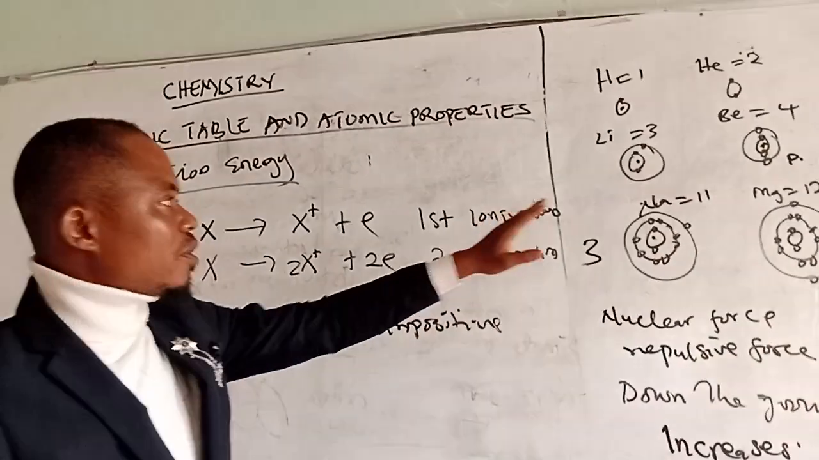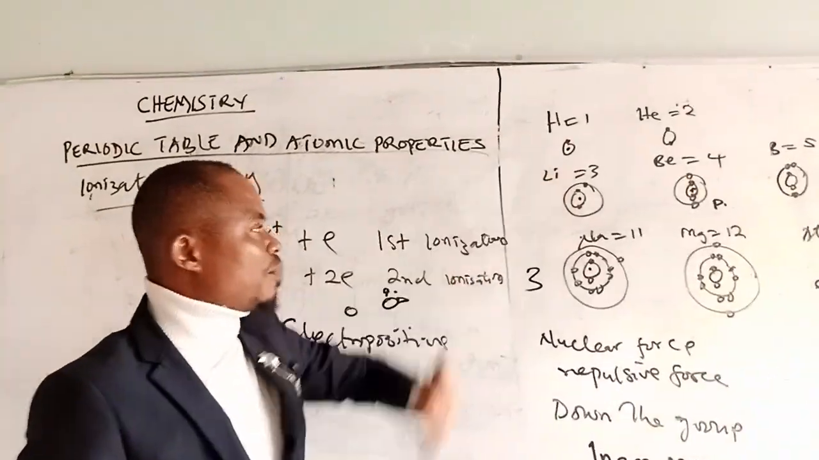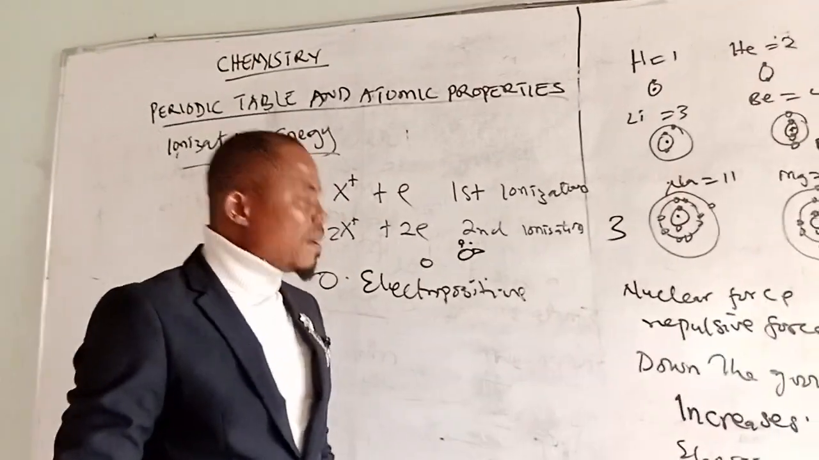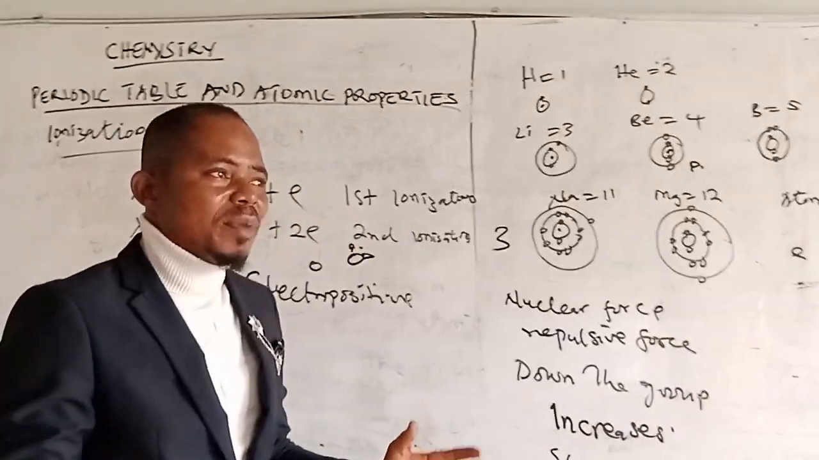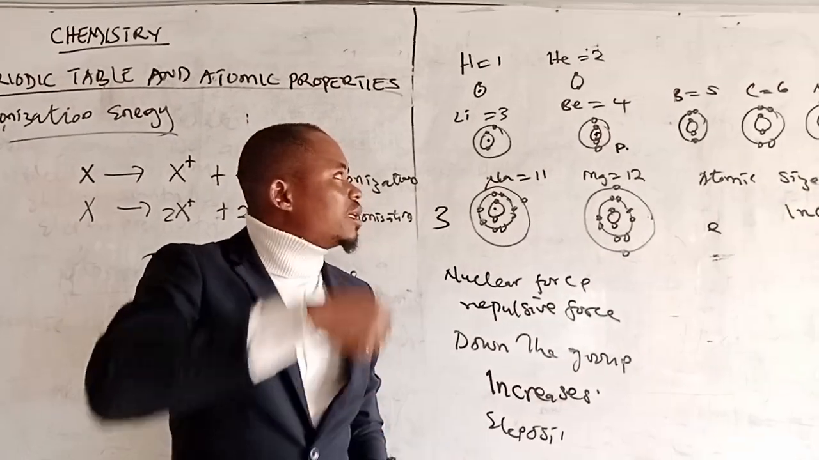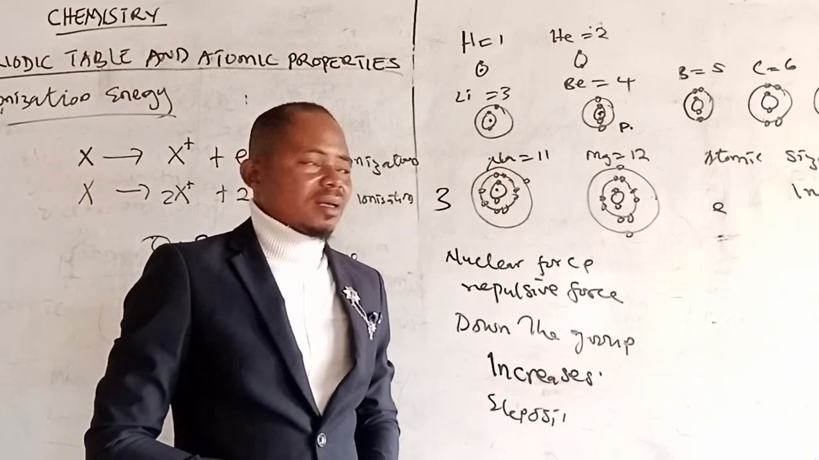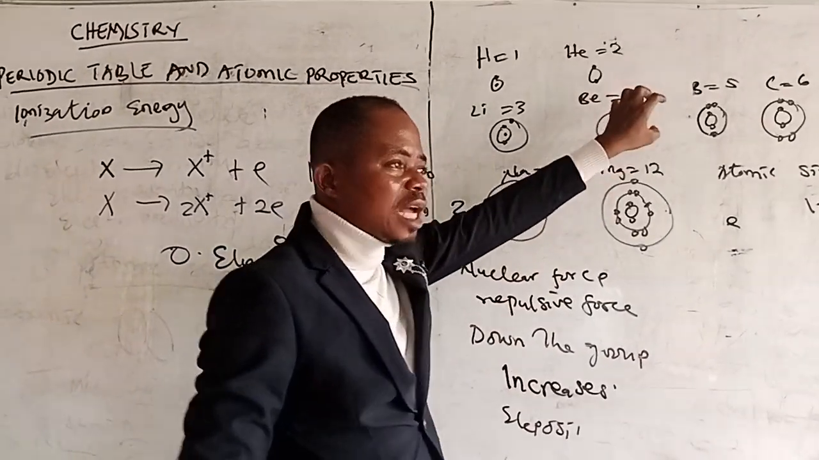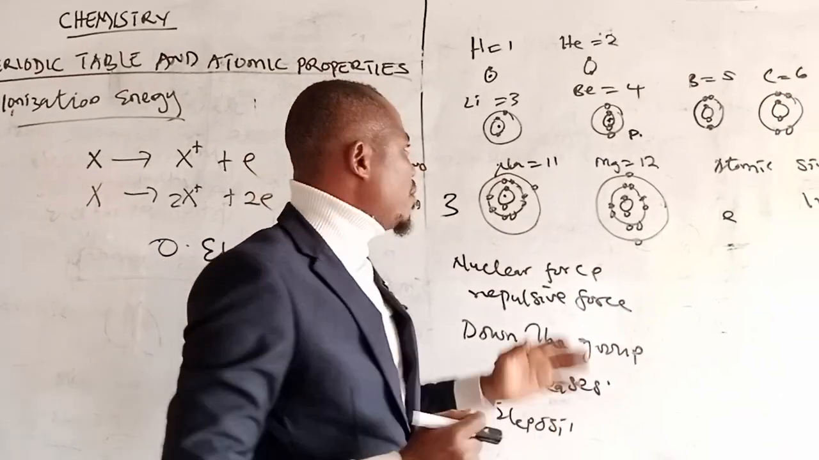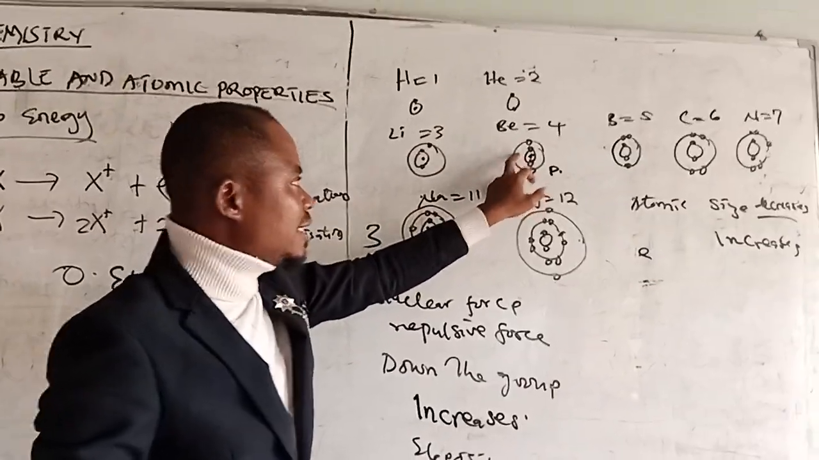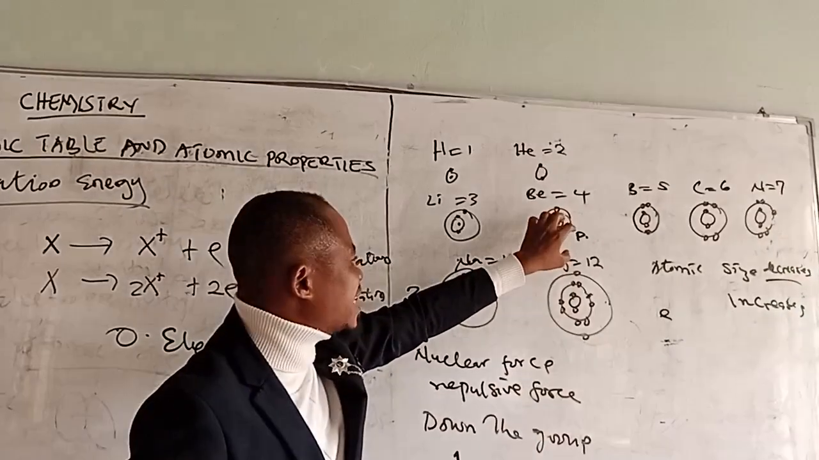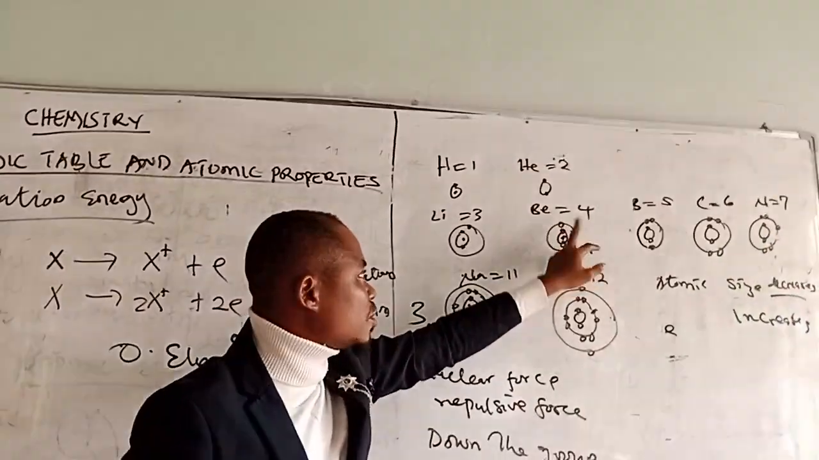Now back to our discussion. Moving across the period from left to right, what happens to the ionization energy? Remember we said, as we move from left to right, the atomic size decreases because the effect of the nuclear force becomes more felt on the outermost electron. The nuclear force is pulling the electron towards itself. That means this atom is bigger than this, this is bigger than this, and this is bigger than that. That is because of the effect of the nuclear force that is increasing as we move from left to right, because of the increase in the number of protons and electrons.